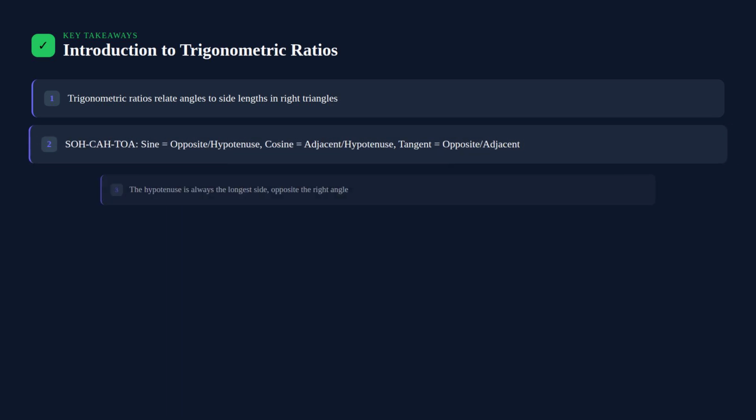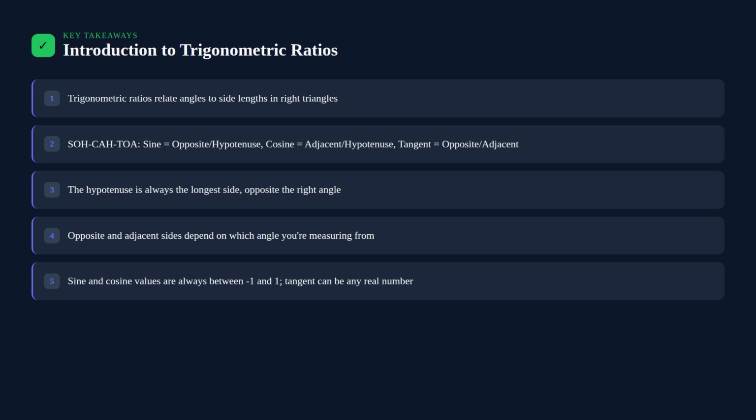Let's review the key points. First, trigonometric ratios relate angles to side lengths in right triangles. Second, SOH-CAH-TOA, sine equals opposite / hypotenuse, cosine equals adjacent / hypotenuse, tangent equals opposite / adjacent. Third, the hypotenuse is always the longest side, opposite the right angle. Point 4. Opposite and adjacent sides depend on which angle you're measuring from. Point 5. Sine and cosine values are always between -1 and 1. Tangent can be any real number.